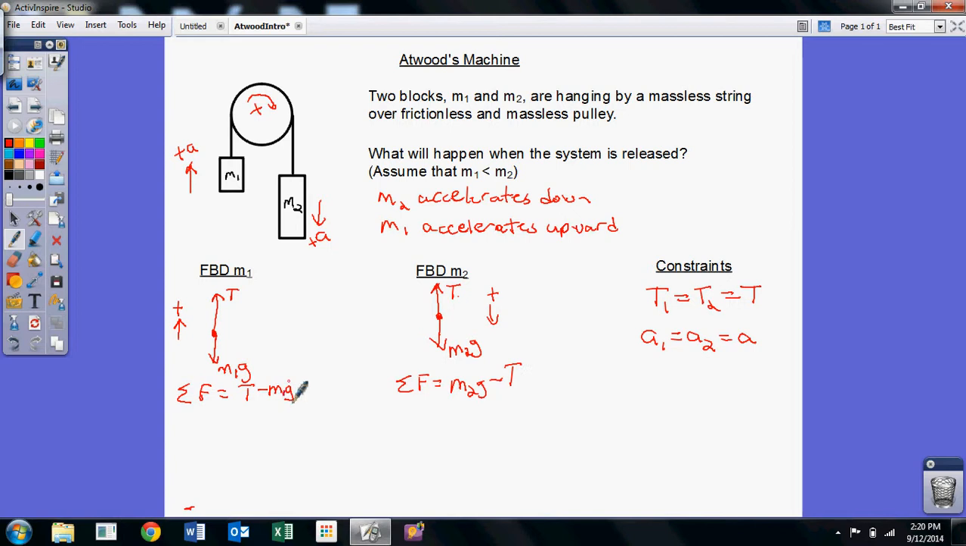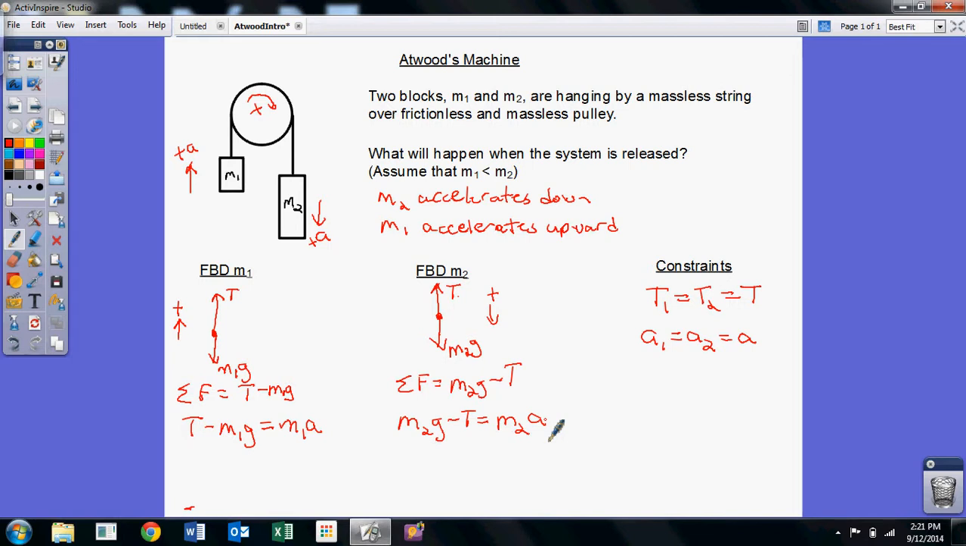Now for each of these, we can set up Newton's second law. The sum of the forces has to equal the mass times the acceleration of the object. So I've got T minus M1g is equal to M1 times its acceleration. That's Newton's second law, F net on the left side, ma on the right side. Same thing over here, only this time we have M2g minus T is equal to M2a.